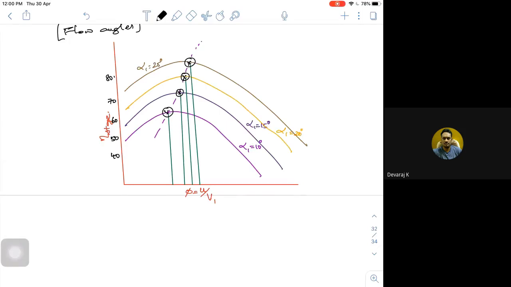And the gross stage efficiency, once again, is the same thing: the ratio of your corresponding work done, that is (VW1 minus VW2) into U, divided by the isentropic value. That is your gross stage efficiency. We have already derived the expression. So your work done is equal to V1 square into (1 plus CD) into B into phi into (cos alpha 1 minus phi) square. We have done the derivation, so you have to look into that. That gives your work done by the blades per kg of steam.